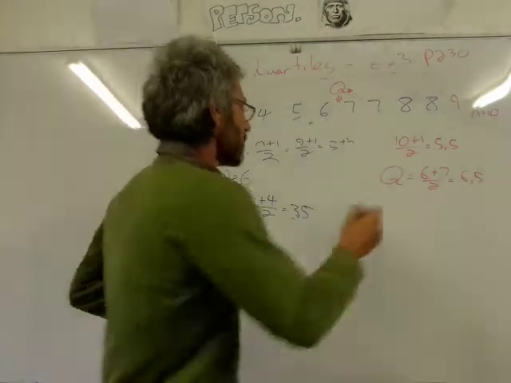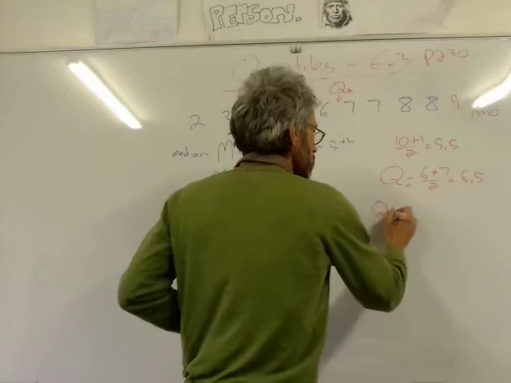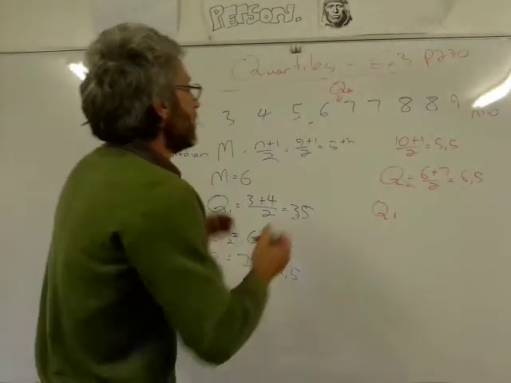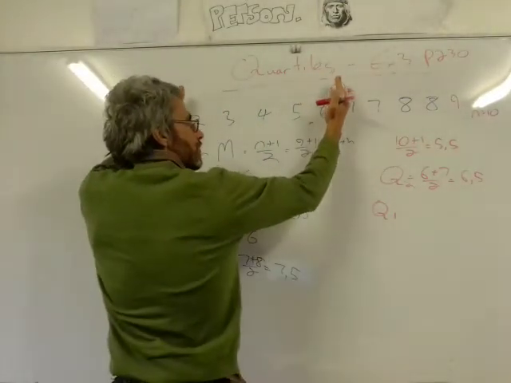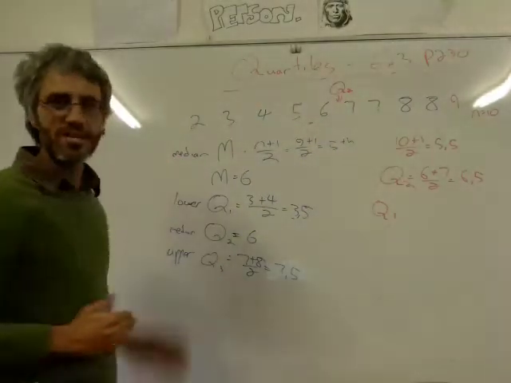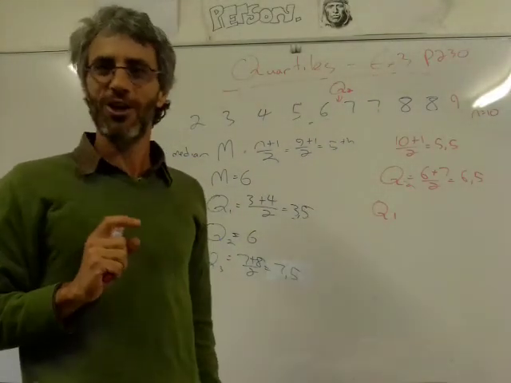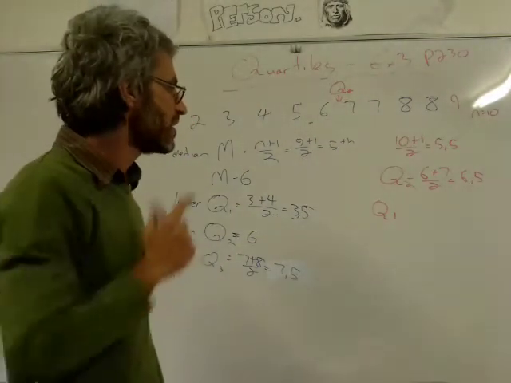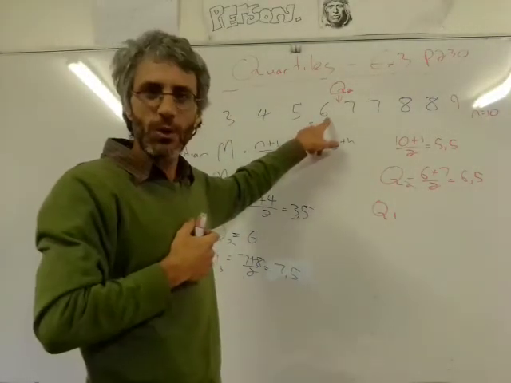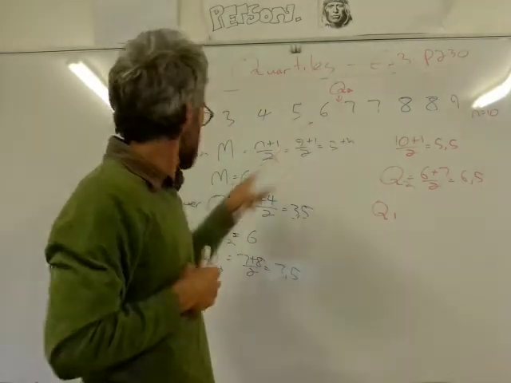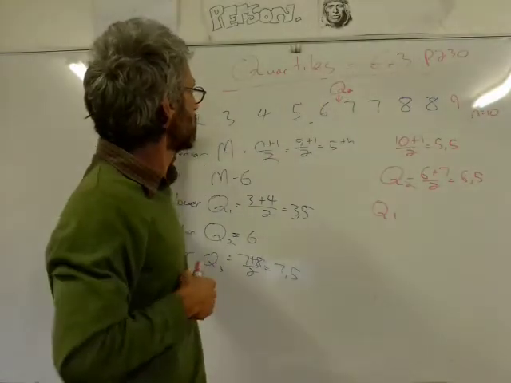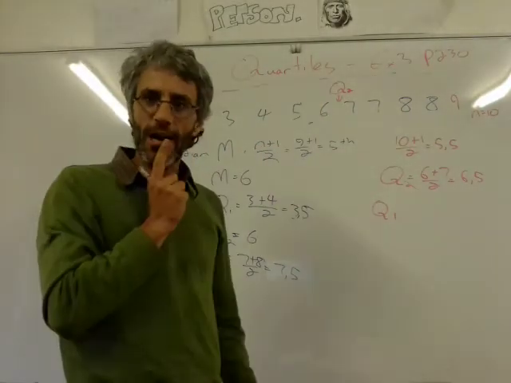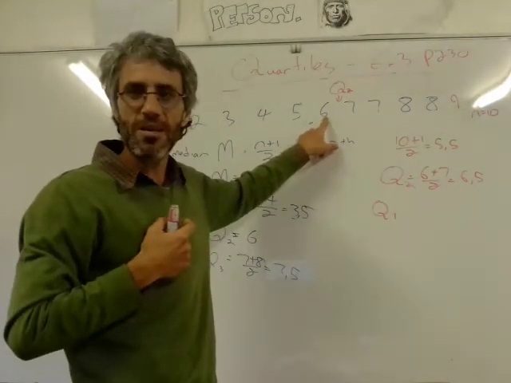That was Q2. Now I want to find Q1. Q1 is the median of the group of data below the median. And this is something that when I learned it, I remember I used to get confused. So, do I count 6 or not? Before I didn't count 6, right? I just counted the first few numbers. But now I have to count 6, because 6 actually is not the median.